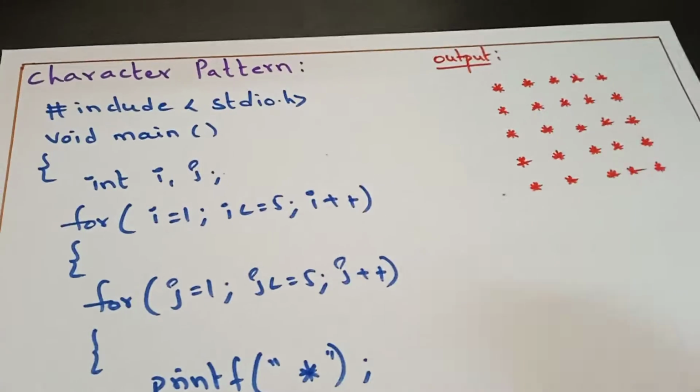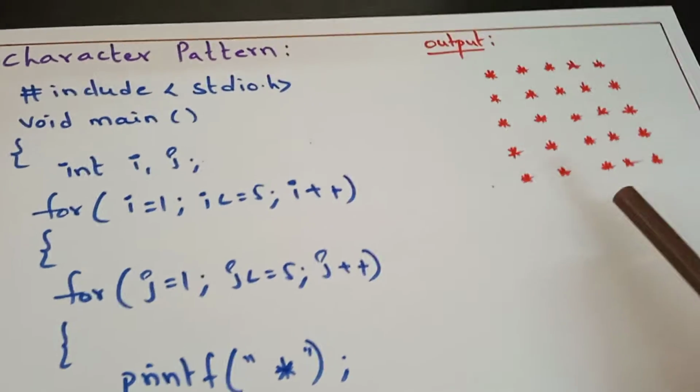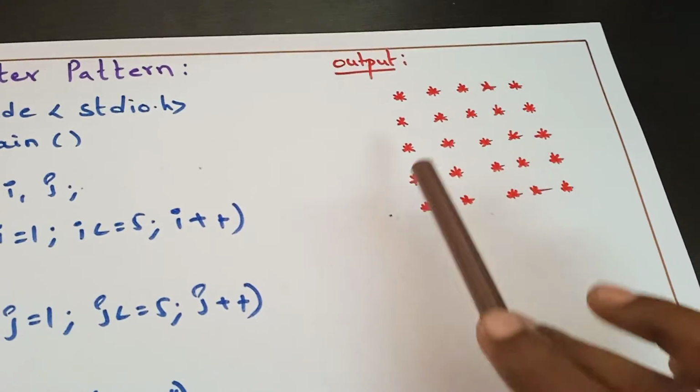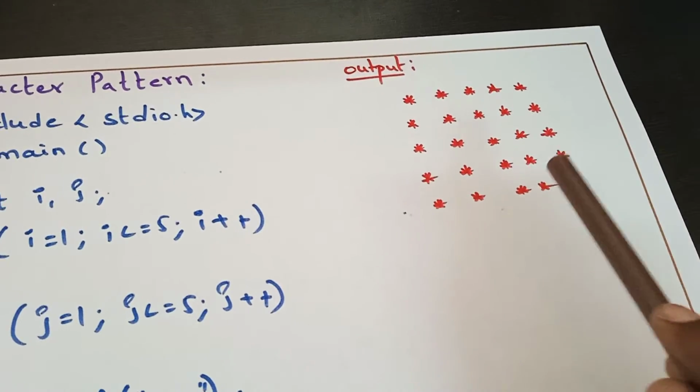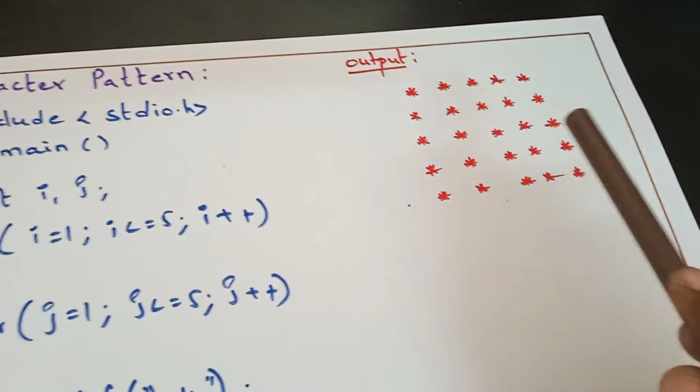So now we'll print a character pattern, and this character is star, asterisk. Now I wanted to print this pattern. For this, we'll see the logic of how to write the code using a for loop.